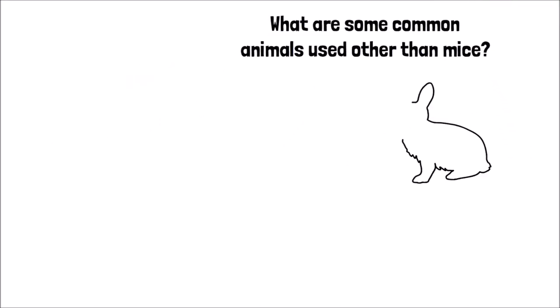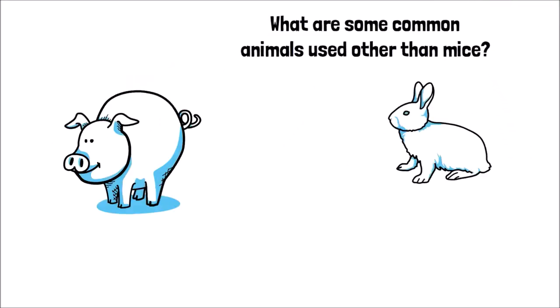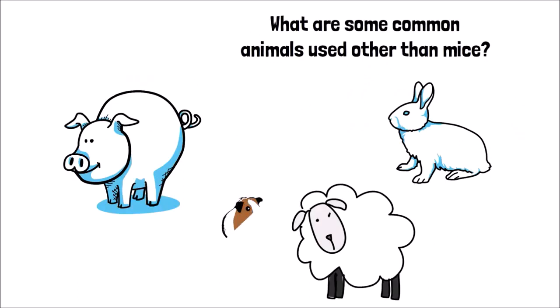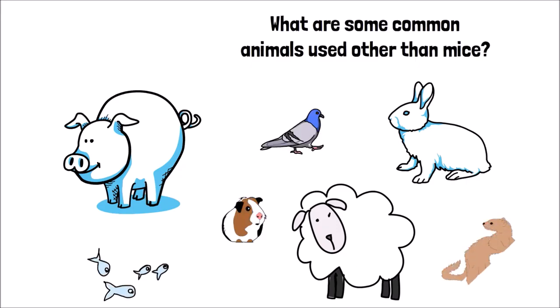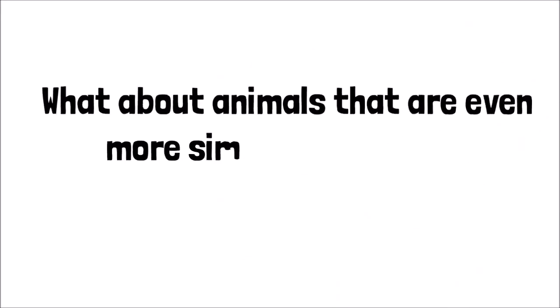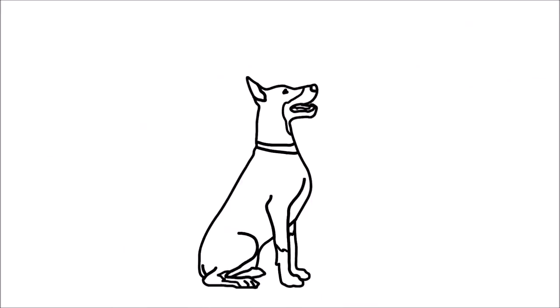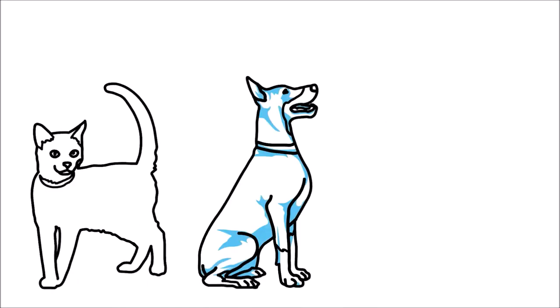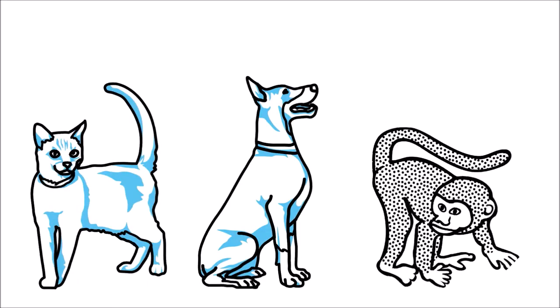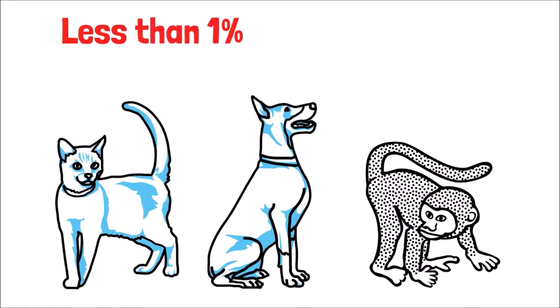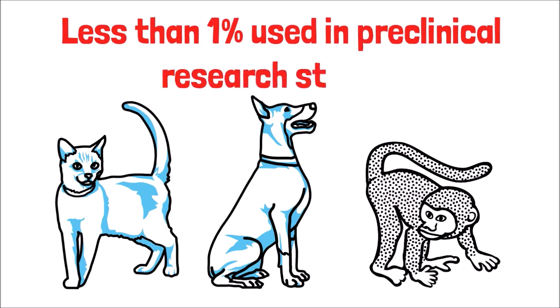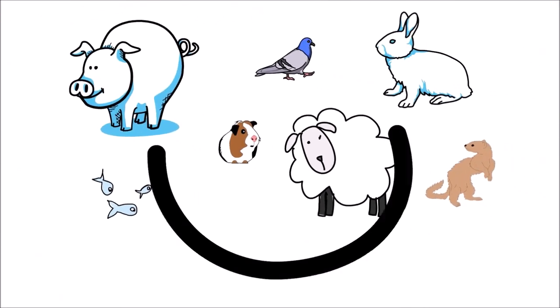What are some common animals used other than mice? Other animals often used for preclinical research studies include rabbits, pigs, sheep, guinea pigs, birds, fish, and ferrets. What about animals that are even more similar to humans? Although dogs, cats, and non-human primates are also used in preclinical research studies, as they have many characteristics that make them similar to humans, these animal models account for less than 1% used in preclinical research studies.